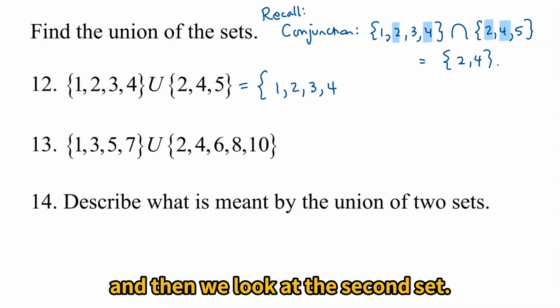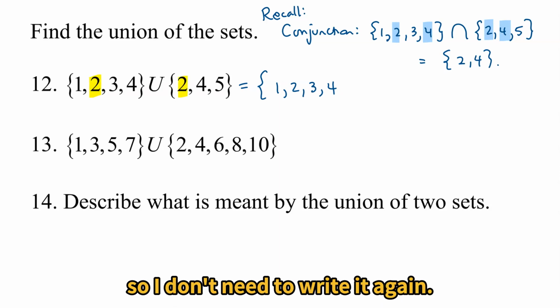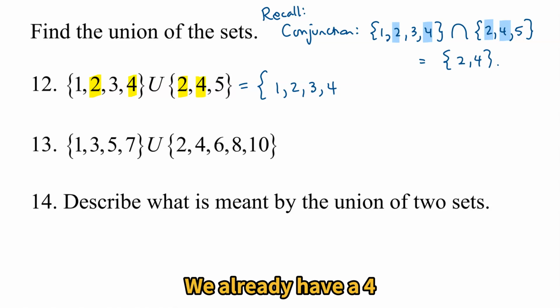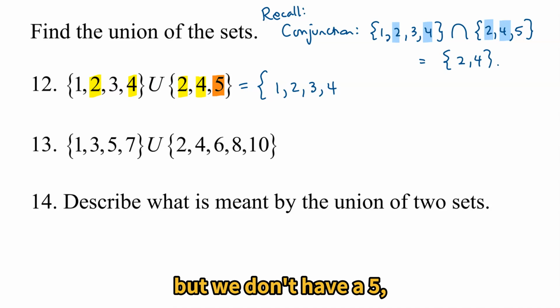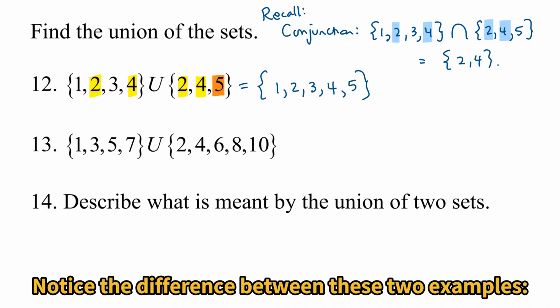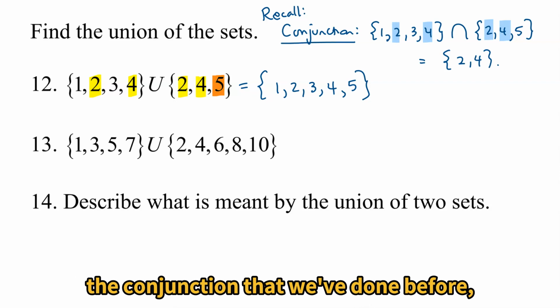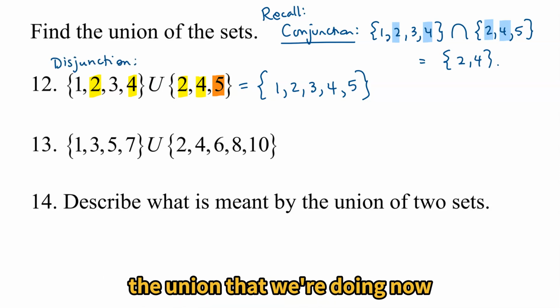we look at the second set. We already have a 2, so I don't need to write it again. We already have a 4, so I don't need to write that again. But we don't have a 5, so I need to include the 5. Notice the difference between these two examples. The conjunction that we've done before, and then this disjunction, the union that we're doing now.